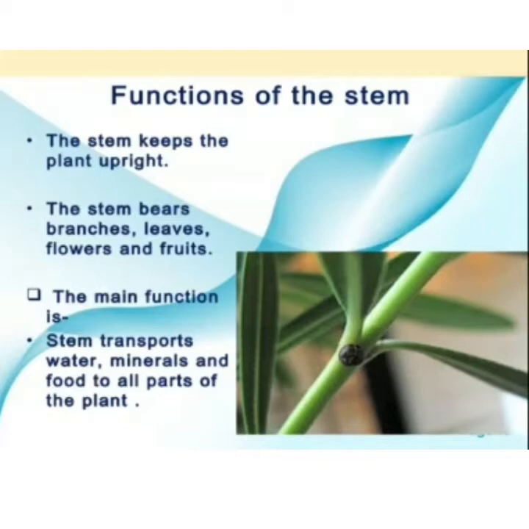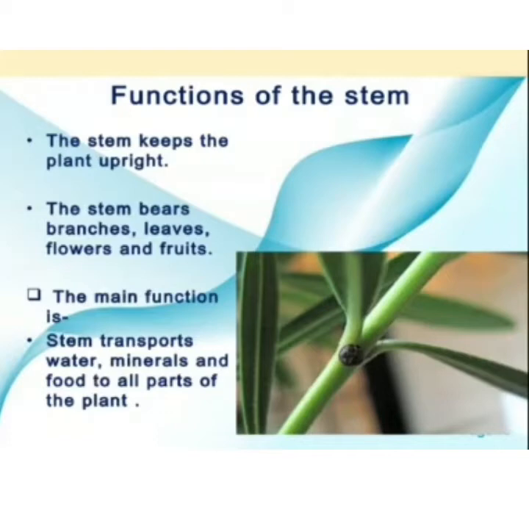What is the main function of the stem? The main function of the stem is that the stem transports water, minerals, and food to all parts of the plant. Listen, we have already studied the root, that the root absorbs the water and minerals from the soil. So that water and minerals have to go all over the plant. By which part do they go over the plant? This stem part is responsible for that. The stem transports water, minerals, and food to all parts of the plant.